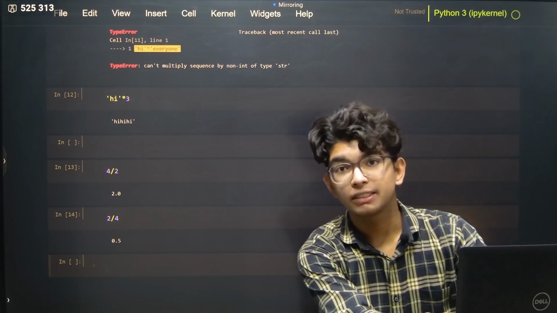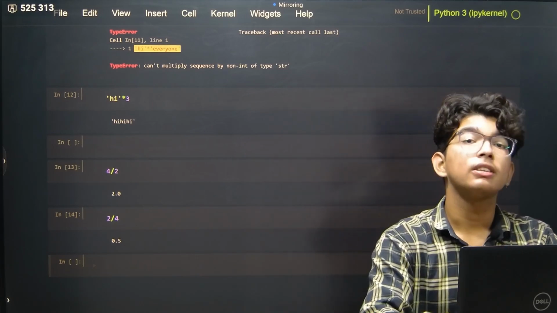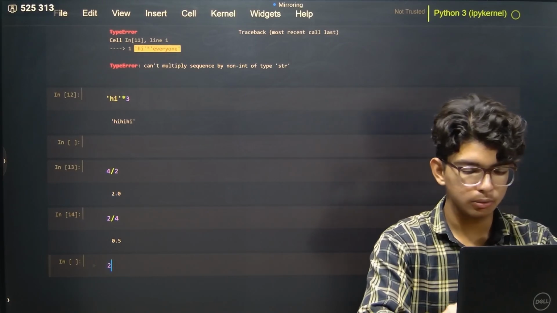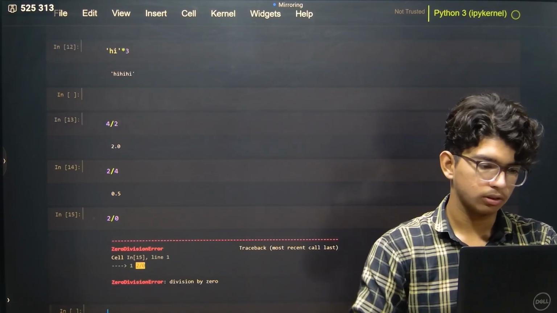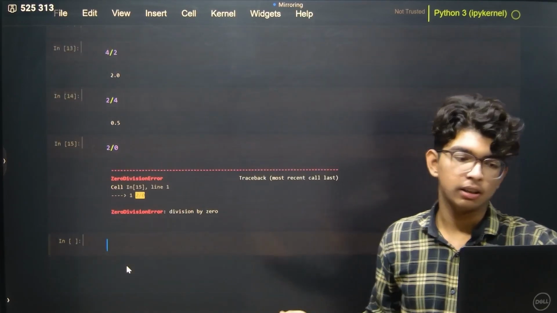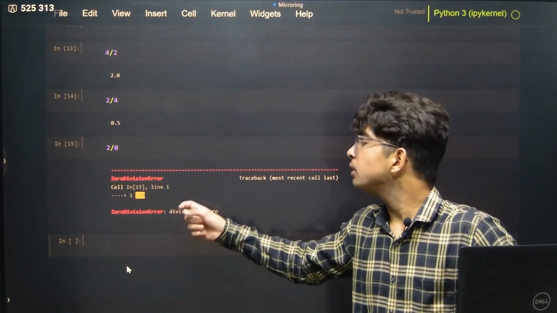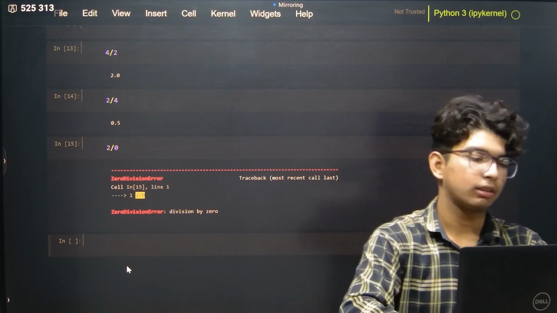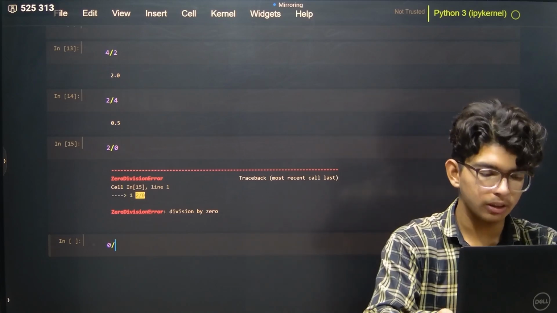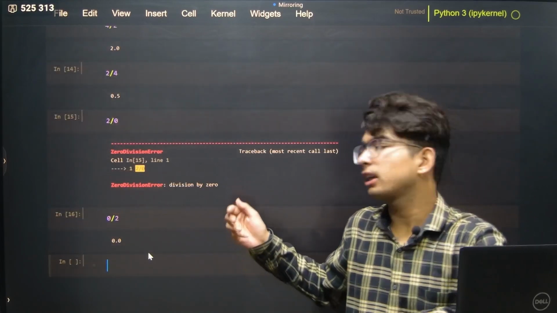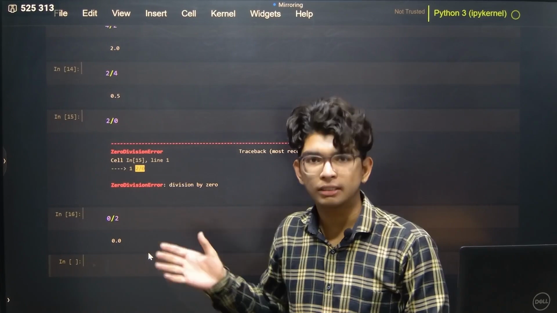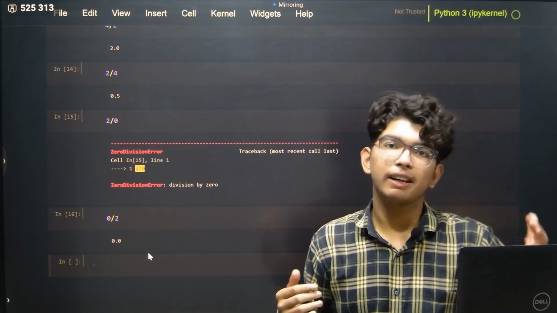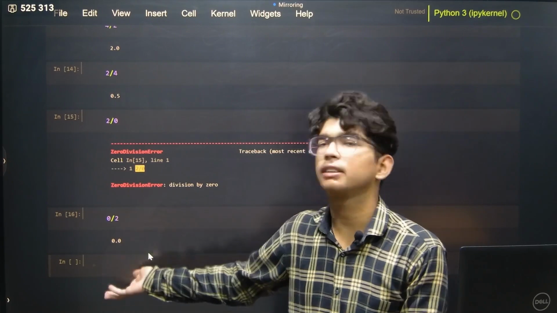If you write the denominator as 0, then you will also have an error like this: 2 by 0, ZeroDivisionError. We are trying to divide by 0, so we are getting a ZeroDivisionError. If I do the opposite of this, then we got the answer 0, as it is the correct answer. We can't divide any number by 0, but we can divide 0 by any number and we will have the answer as 0.